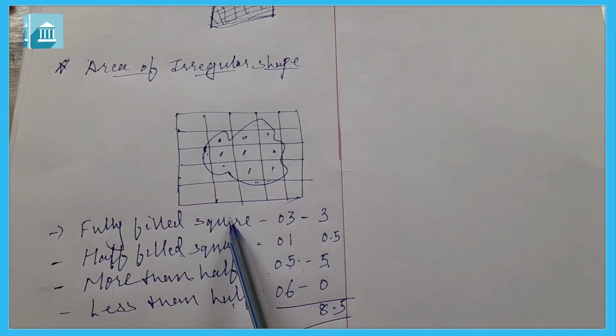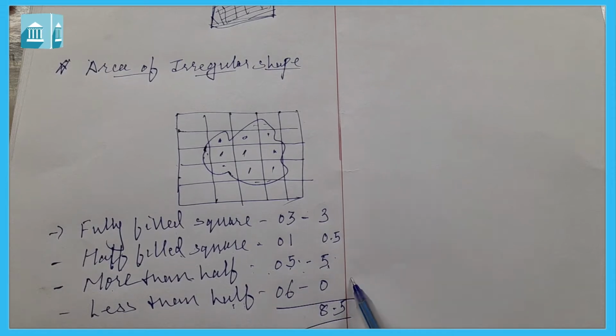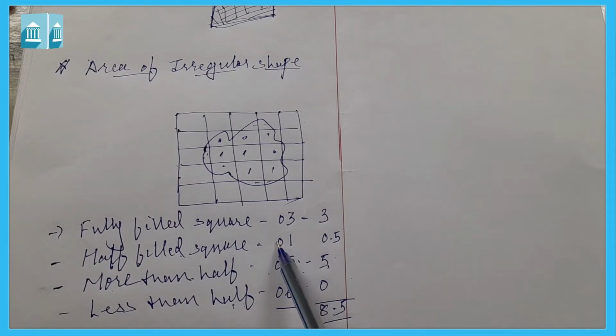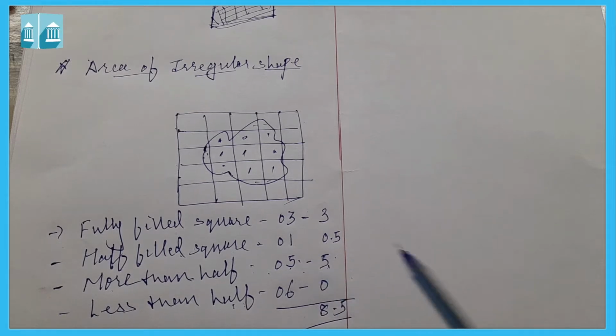Fully filled squares, then half filled squares, more than half, less than half. If we are considering more than half as full, we should not consider less than half. Half we should consider as half. Now let us see exercise 10.2.